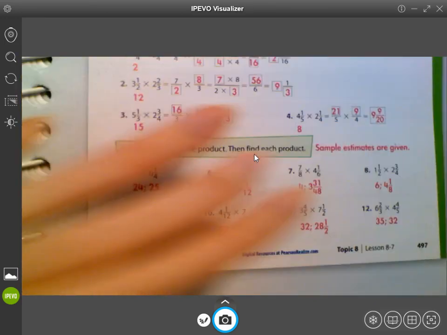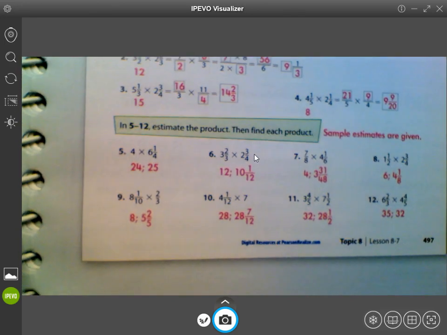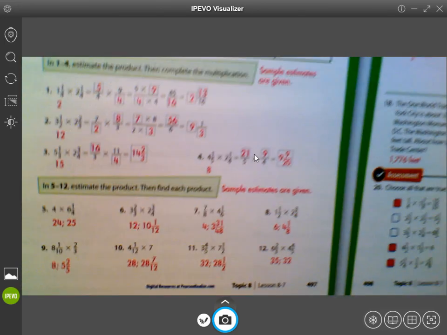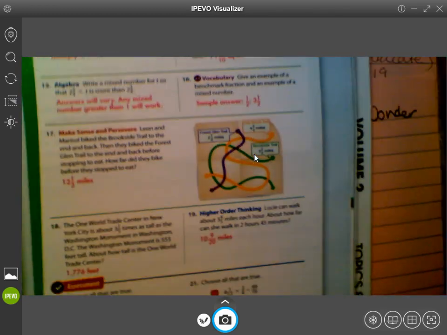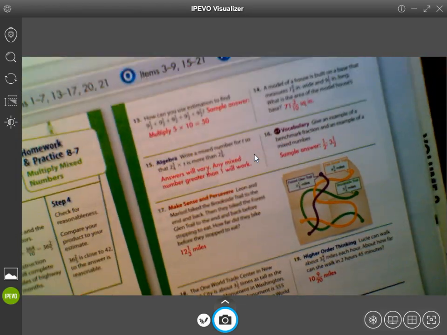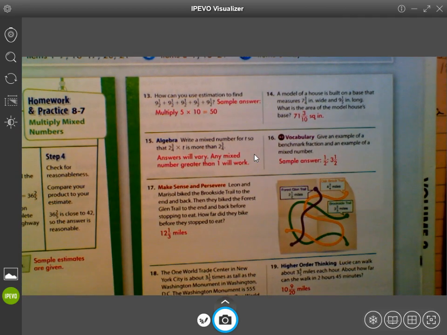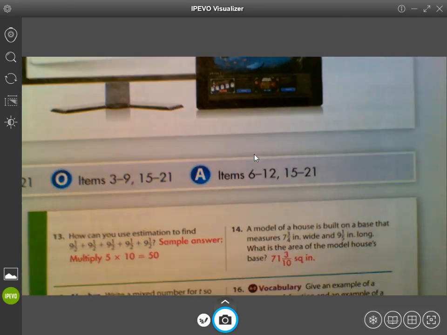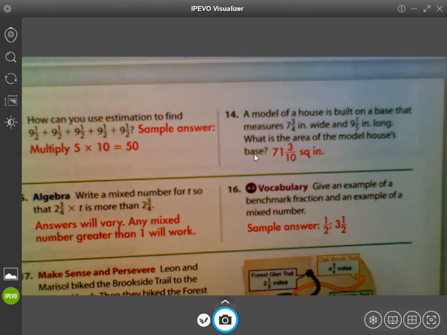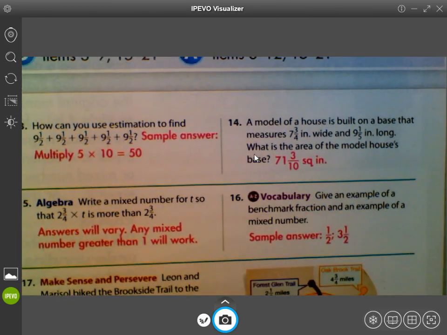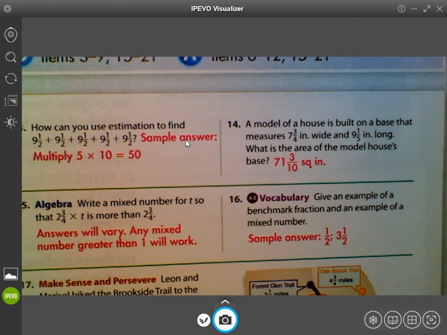Okay. Any questions on 497? Okay. Then we go over to number 14 and 17 on 498. Okay, so 14 is, goodness, sorry. Here's 14. I'm going to zoom in on it a little bit. There we go. Here's number 14. So, a model of a house is built on a base that measures 7 3/4 inches wide and 9 1/5 inches long. What is the area of the model house's base?